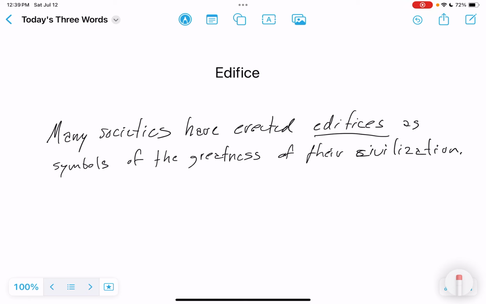Anyway, 3 wonderful, interesting words: behoove, axiom, and edifice. Use them in a sentence. Play around with them. See what kind of sentences you can come up with. Feel free to add them in the comments below, and we'll discuss them if you'd like.